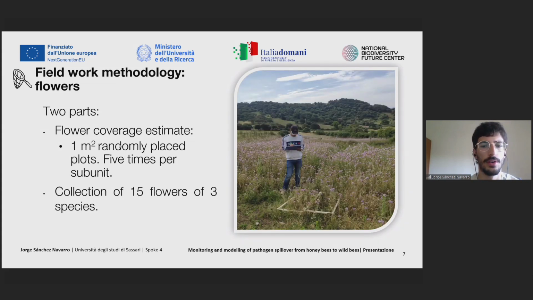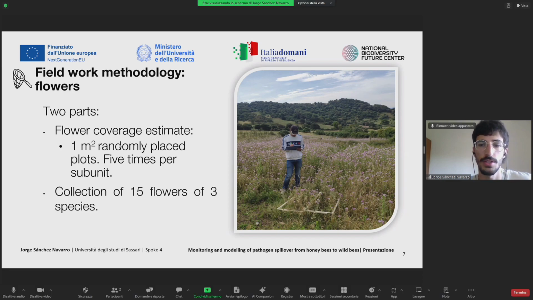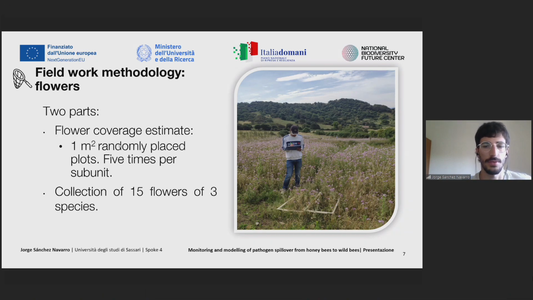As for the flower part of our methodology, we carry out an assessment that consists in a coverage estimate using 1 square meter plots that are randomly placed across the transect 5 times per subunit. Also, for each transect, we collect 15 flowers from 3 selected species for later analysis in the lab. Said analysis for both the bees and the flowers will take place in the Martin Luther University in Halle next year.